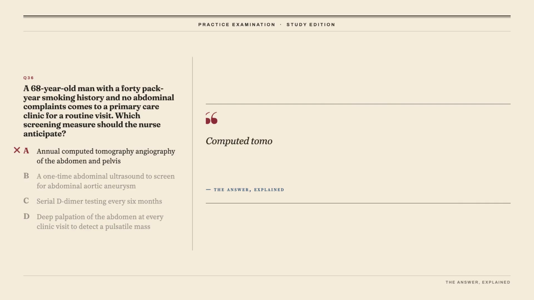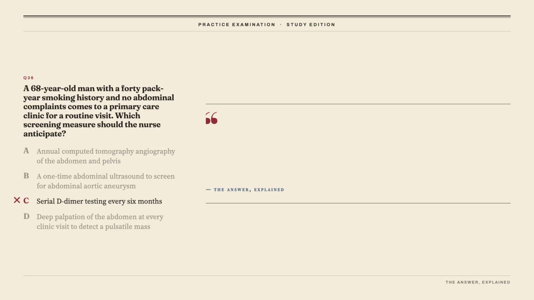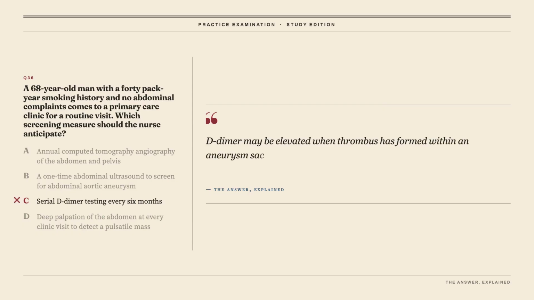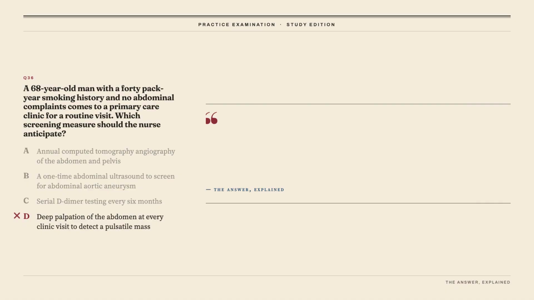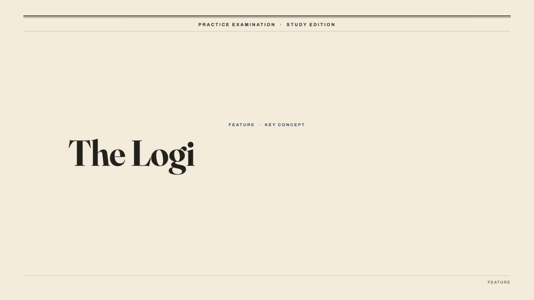A is wrong because computed tomography angiography is the gold standard for surgical planning, not for screening. Annual CT would expose the patient to unnecessary radiation and contrast. C is wrong because D-dimer may be elevated when thrombus has formed within an aneurysm sac, but it is far too nonspecific to screen with. A normal or abnormal value would not establish or exclude an aneurysm. D is wrong because palpation is insensitive, particularly in patients with larger body habitus, and vigorous repeated palpation of a known aneurysm is discouraged. It is no substitute for imaging.